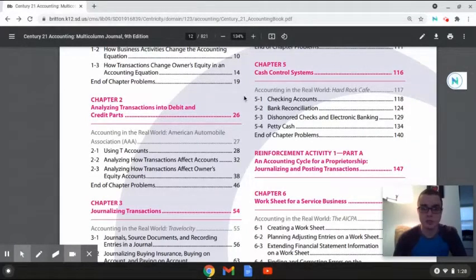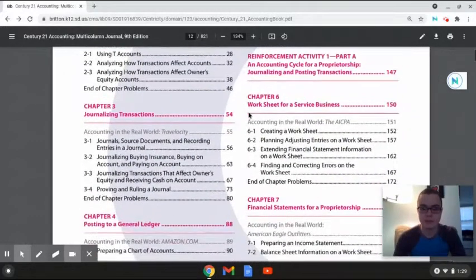Next, we'll be moving on to Chapter 5, where we'll be learning about cash control systems. So we'll be learning about checking accounts, bank reconciliations, dishonored checks and electronic banking, and petty cash.